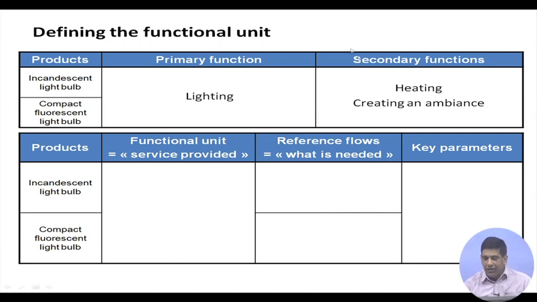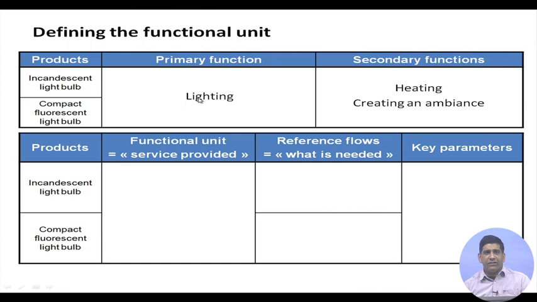But coming back here, the primary function is lighting, and the secondary function is heating and creating an ambience. As I said, for this particular example right now, we'll not worry too much about the secondary function. We'll take 100% allocation to the primary function, lighting. I use the word allocation, which we'll talk about later, where you can split the impact between primary and secondary, say 60-40 or 70-30, whatever. Again, we'll talk about that later because that will complicate this stuff. Let's try to do things in a simple way first.